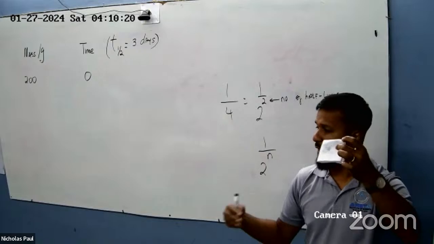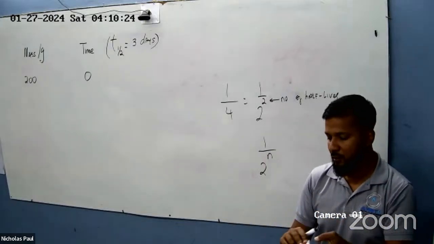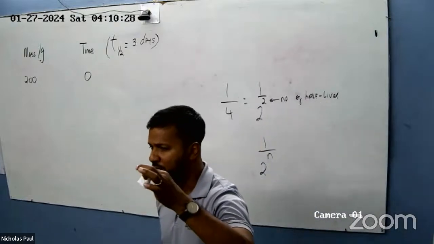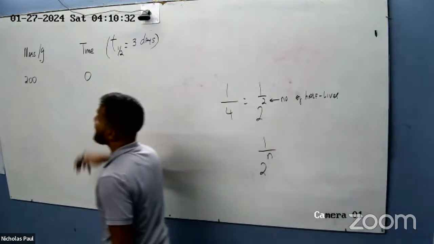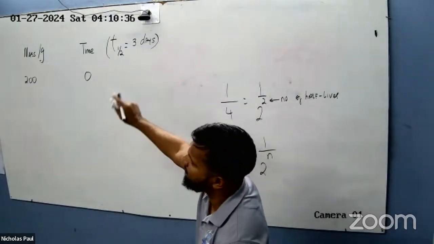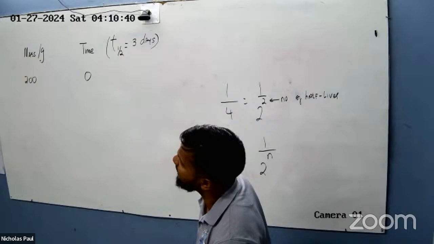That's the way the radioactive element will decay, and it will continue to do that until it gets real small. Would it ever reach 0? No. So let's say I gave you this radioactive element, whatever it is, and it has a half-life of 3 days.